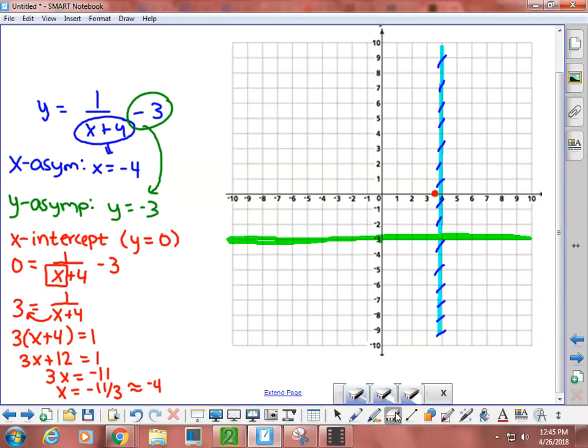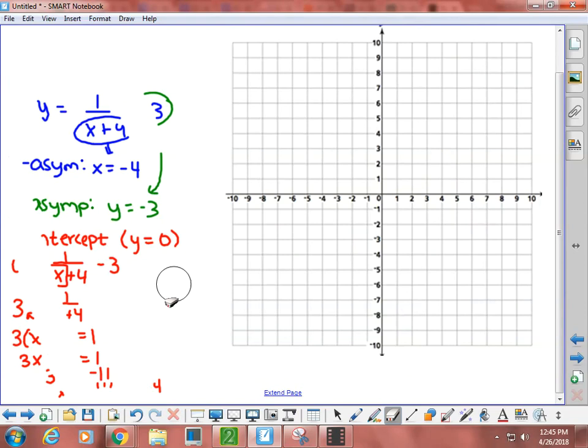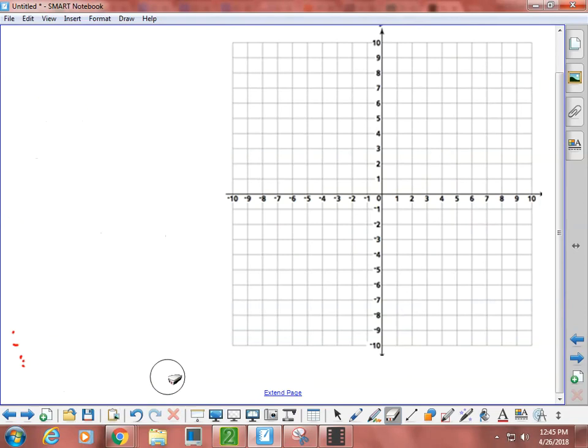All right, since we rushed yesterday, I'm going to go ahead and go through a couple of these with you. So let's look first at your first one, which is y equals 1 over x plus 4 minus 3. Okay, so we need to find our asymptotes to begin with.